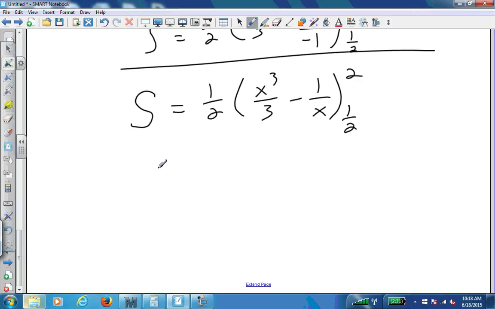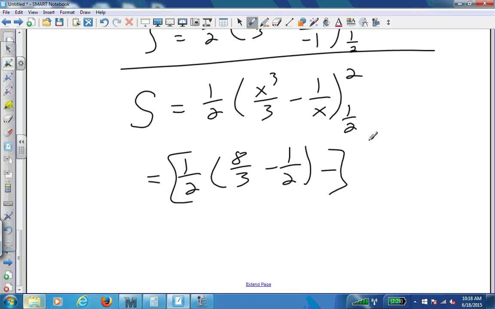Which just means we plug a 2 in. So 2 cubed over 3 minus 1 over 2. Plug a 1/2 in. So 1/2 cubed, that's 1/8 divided by 3, so 1 over 24. Plug a 1/2 in. 1 divided by 1/2 is 1 times 2 over 1, so times 2.